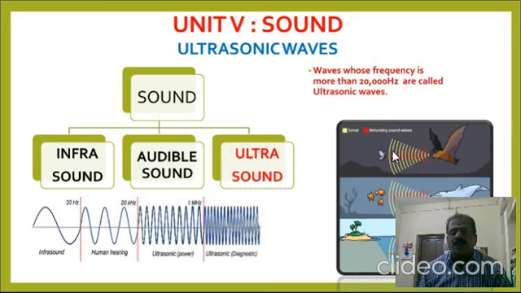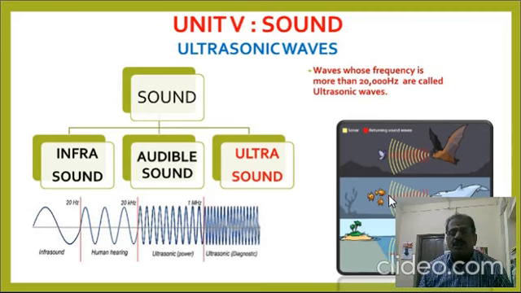You can see that the bat is finding its obstacle by producing and hearing the ultrasonic waves. So the bat can produce and hear ultrasonic waves, but human beings cannot hear them. So the bat can find its obstacle by ultrasonic waves.